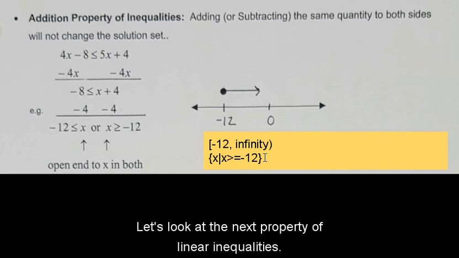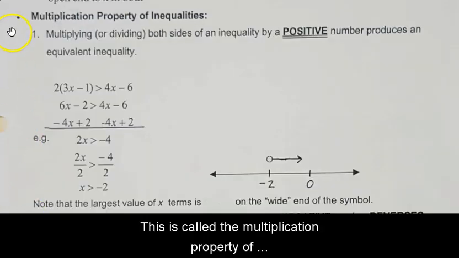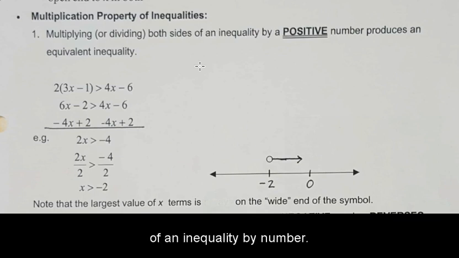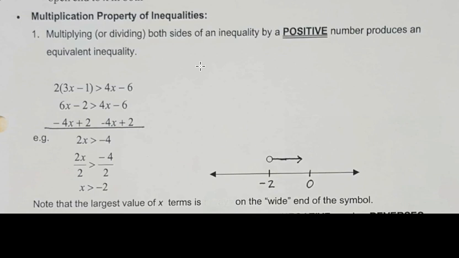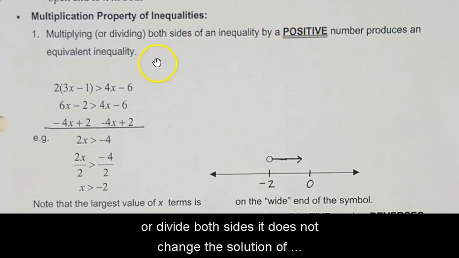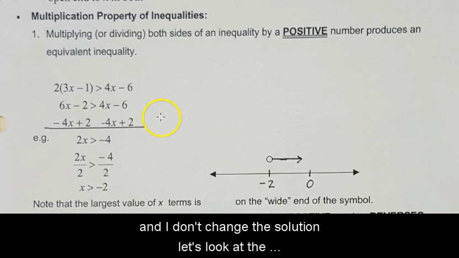Let's look at the next property of linear inequalities. This is called the multiplication property of inequalities. We now need to multiply or divide both sides of an inequality by a number. However, unfortunately, this rule has two parts. If the number is a positive number, then when I multiply or divide both sides, it does not change the solution of the inequality. In other words, the symbol doesn't change and I don't change the solution.